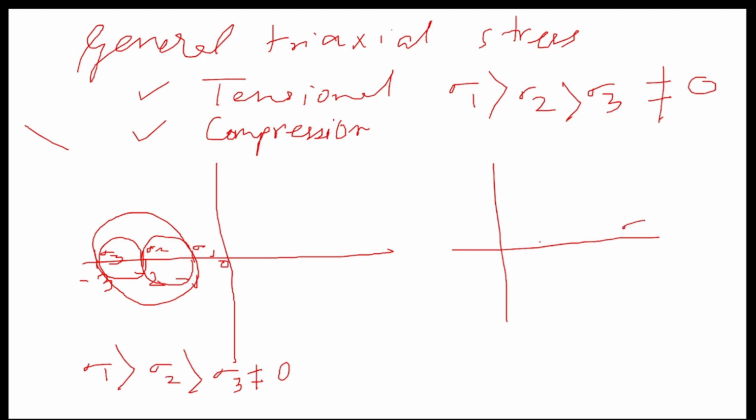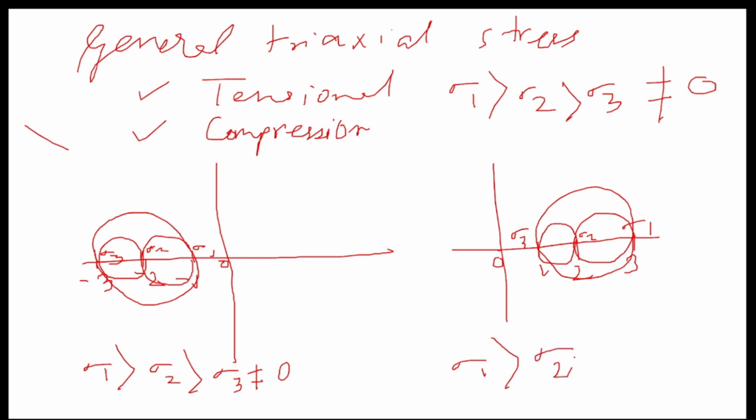Let it be 1, 2 and 3. This is 0. So sigma 1 is here, sigma 1 is the greatest, then sigma 2 here, and this number 1 is sigma 3. So again sigma 1 is greater than sigma 2 is greater than sigma 3, but not equal to 0. That's it. It was very simple. I hope you understood. Thank you.